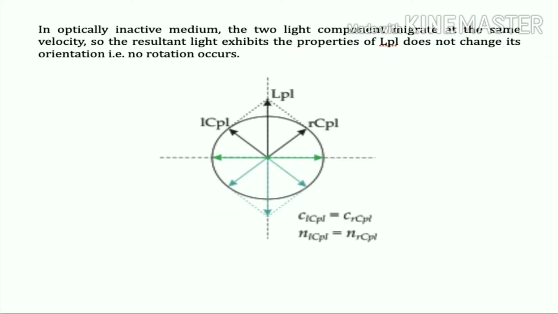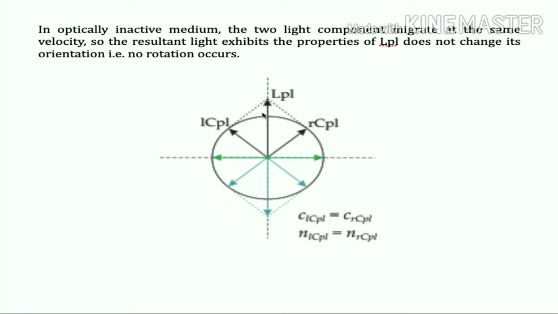So what happens if it is placed in an optically inactive medium is, in an optically inactive medium the two light components migrate at the same velocity, so the resulting light exhibits properties of linearly polarized light and does not change its orientation, that is, no rotation occurs. So this is left circularly polarized light and this is right circularly polarized light. If the medium is optically inactive, then these two components will form a resultant component, so that is called linearly polarized light. So this is what we are going to get in optical rotatory dispersion.